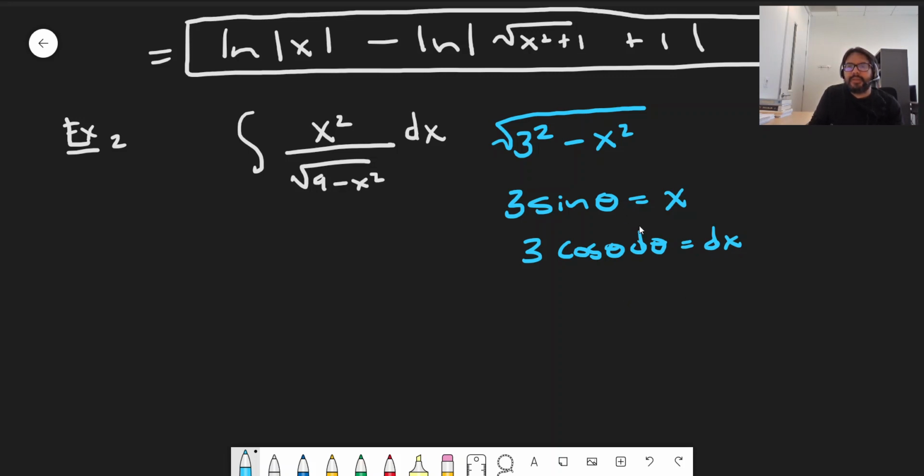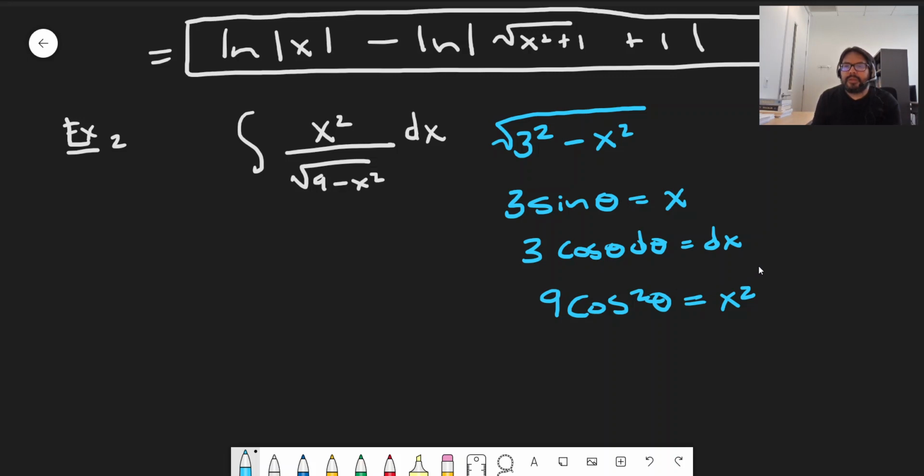But then I know that if I square this, I'm going to get 9 cosine squared theta equals x squared. I'm just taking care of this part right there. So it looks like actually we're going to have like 27 cosine cubed, but we'll see what we get.